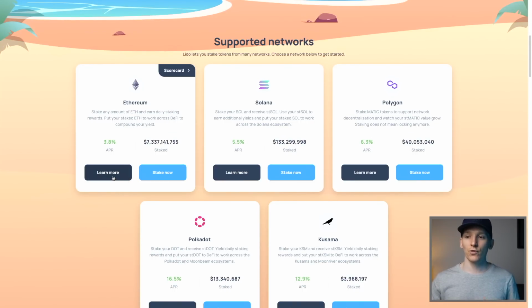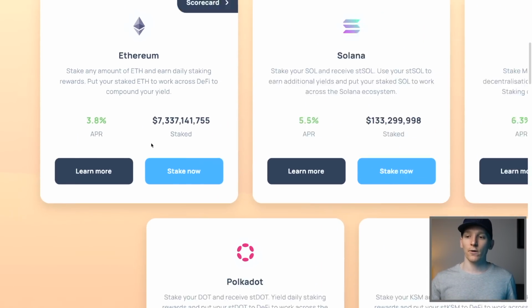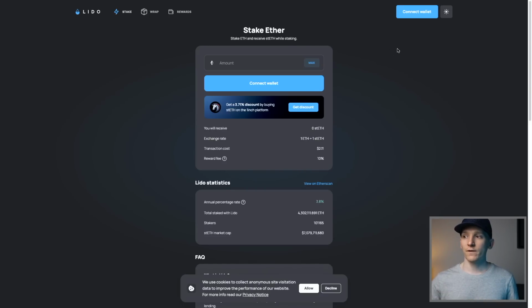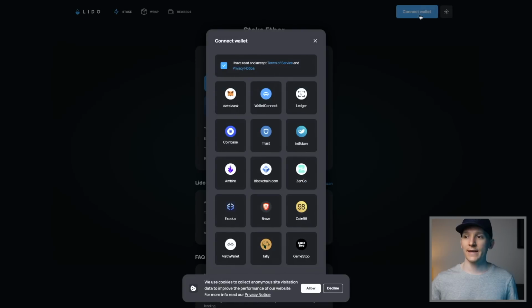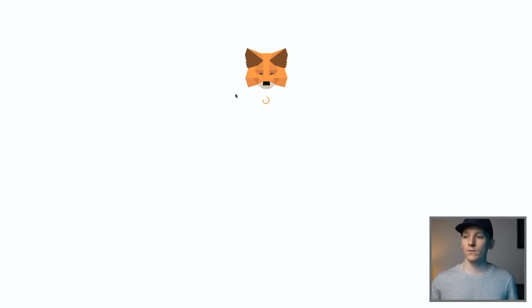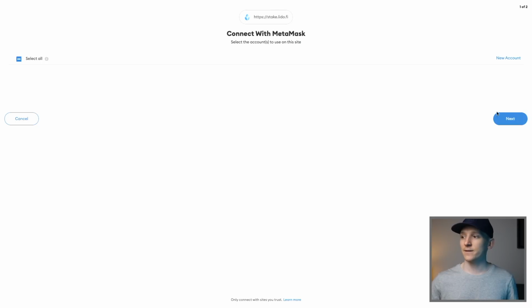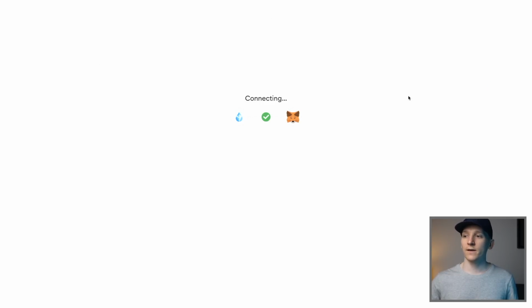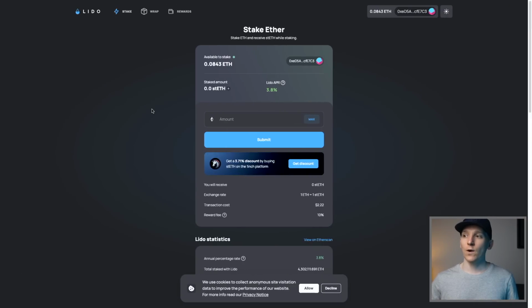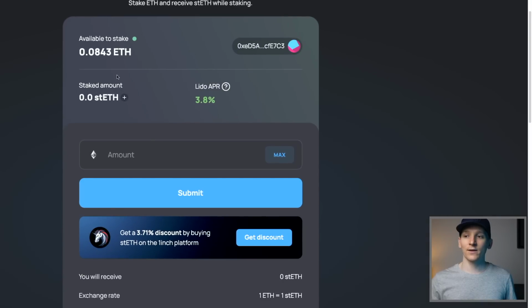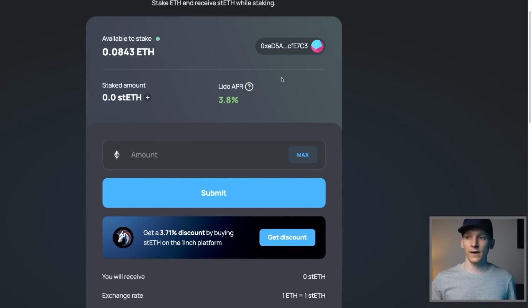But we need to go through to Ethereum and we're going to stake now. So if we click on stake now, it's going to go through to this page and you can connect your wallet very easily. I'm going to connect my MetaMask right here and press next and OK. Then we can connect that and the wallet, if it has any ETH in there, can be staked. Now we're going to take out Ethereum and we're going to move it into staked Ethereum. As you can see here, staked Ethereum pays 3.8% right now.